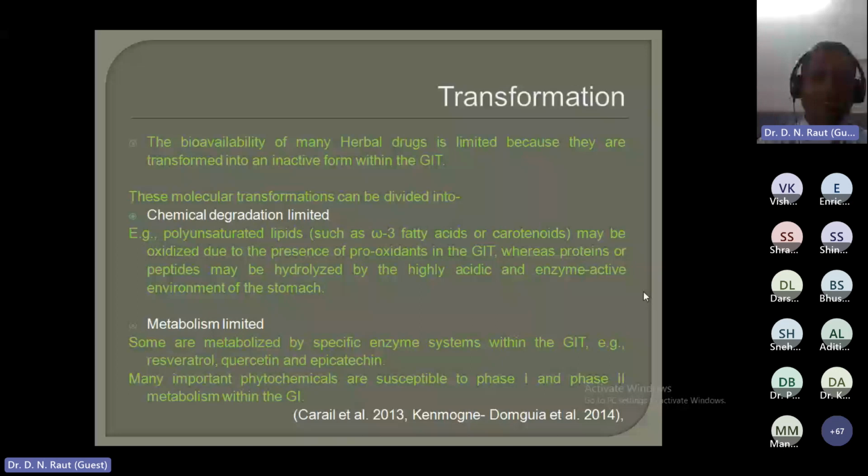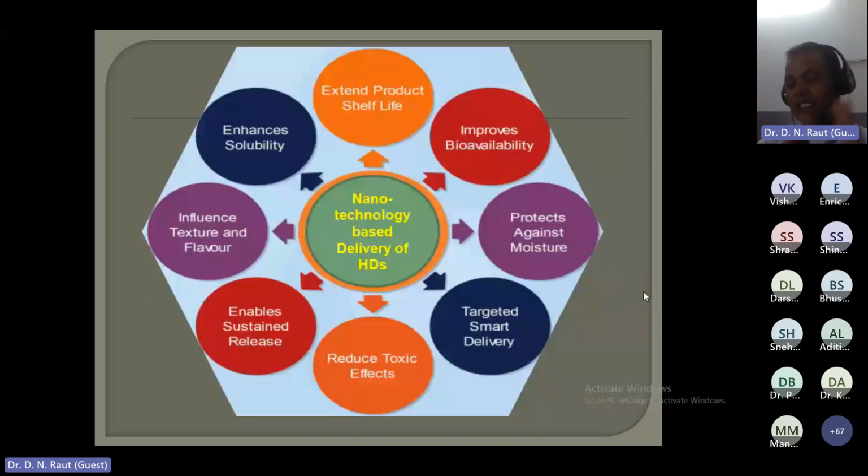Then, as I said, some drugs get metabolized by specific enzyme systems present within the GIT or liver. In the GIT, resveratrol, quercetin, and epicatechins are generally metabolized. Many important phytochemicals are susceptible to phase 1 and phase 2 metabolism within the GIT. So these are limitations to getting the desirable biological activity or pharmacological action of the drugs, the herbal drugs that I am focusing on.